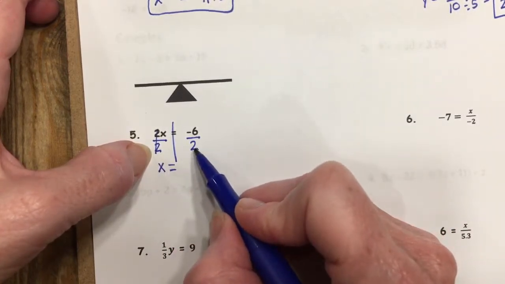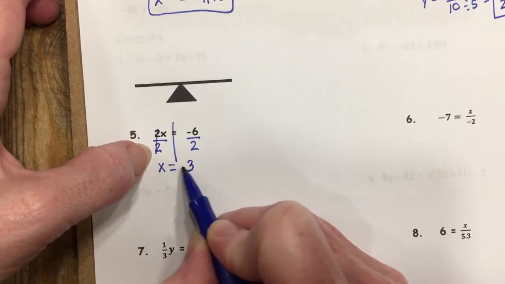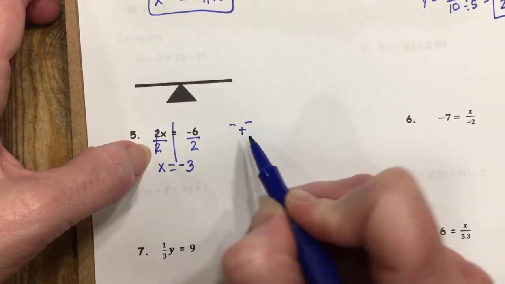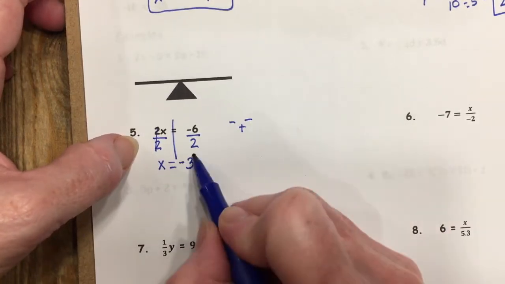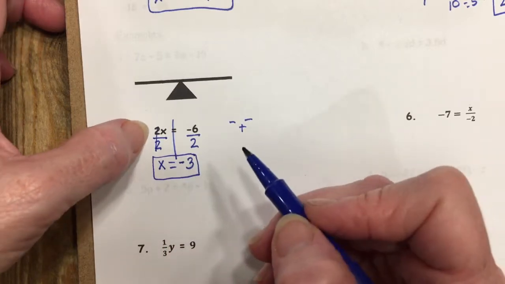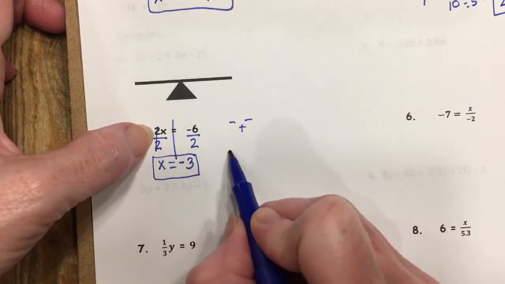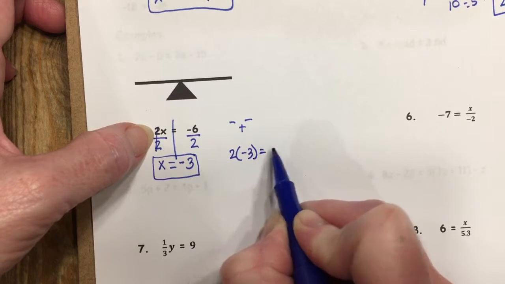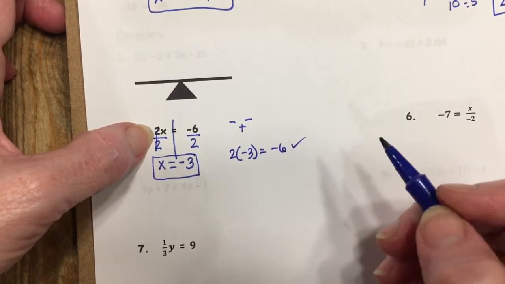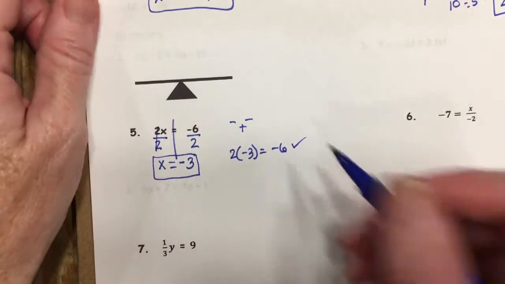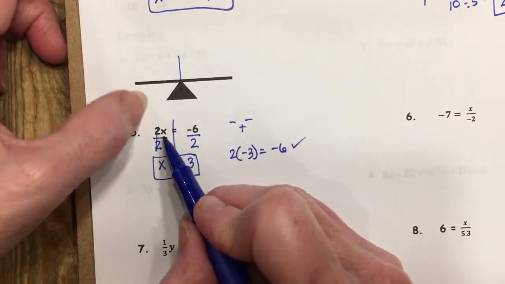And -6 divided by 2 is 3, and it's going to be negative because of this guy right here, right? A negative divided by a positive is negative. So x equals -3. And I can check that answer by plugging it back in. Is 2 times -3 equal to -6? Yes.